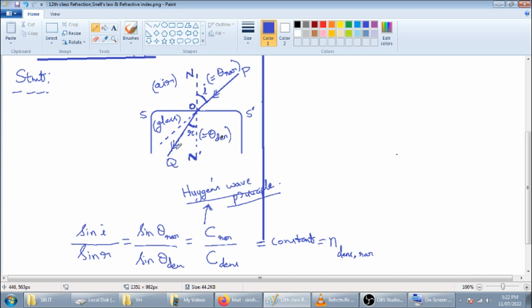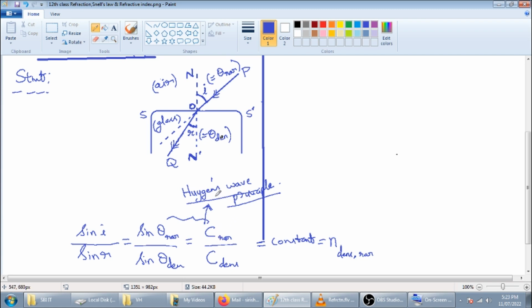In the denser medium, because the medium is changing, the velocity of any wave, once the medium changes, will change. Light waves also behave like that. So in the denser medium, let the velocity of light be denoted as C denser. So this ratio is proved to be exactly equal to the ratio of the velocities of light in the rarer medium to the denser medium.